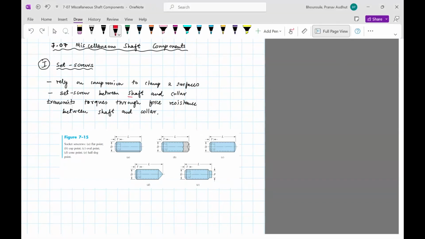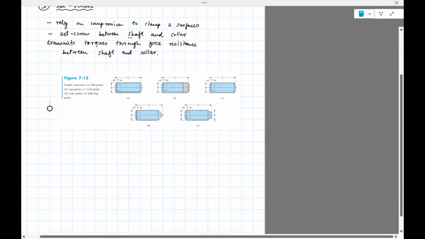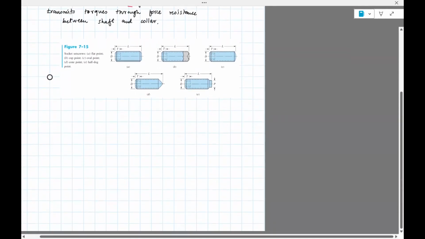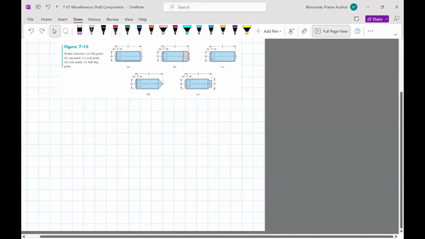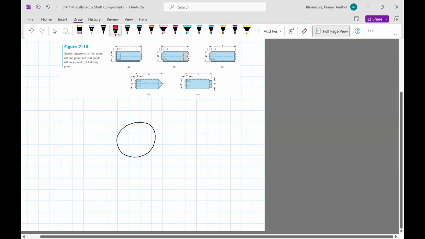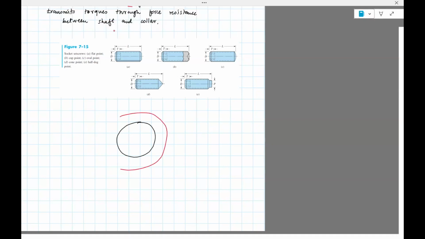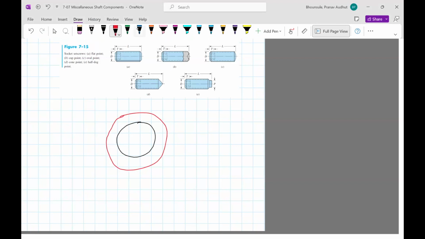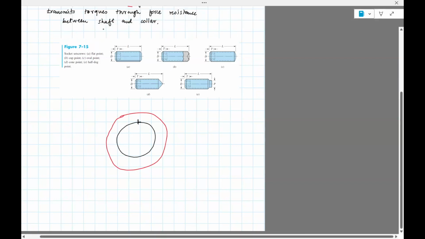You would have a set screw. The best way to show this is the following figure. Let's assume that there's a shaft, this, and then there's a collar. This is the side view. So there is a set screw which basically keys in, which sort of holds the collar in place with the shaft. So that's the set screw.